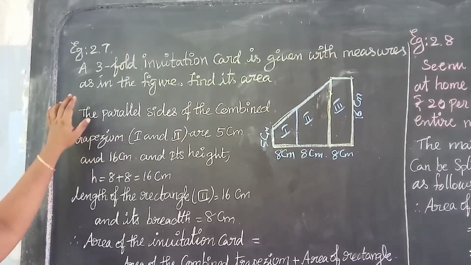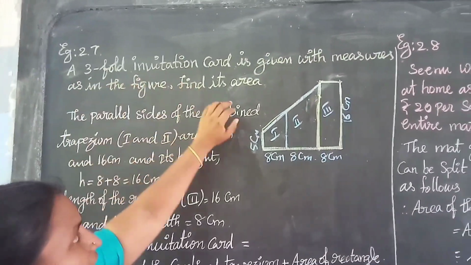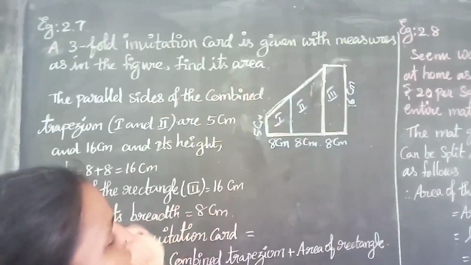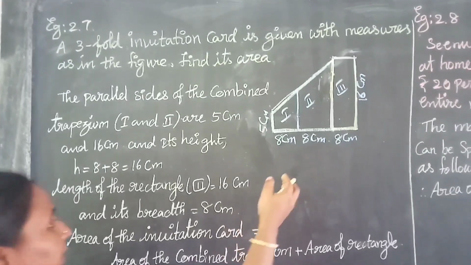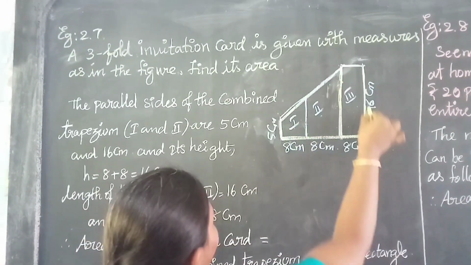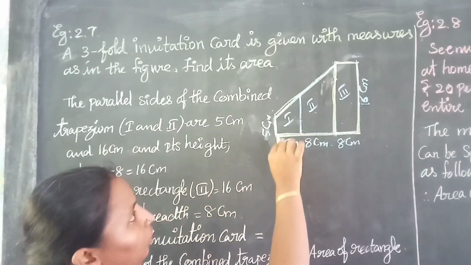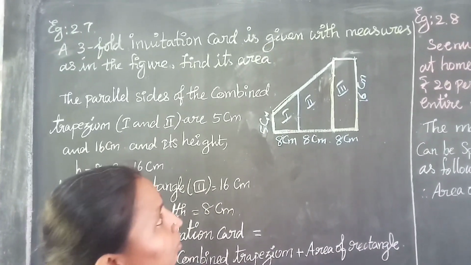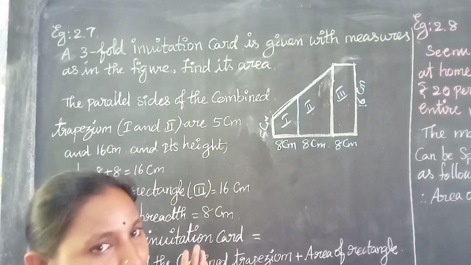Example 2.7. A three-fold invitation card is given with measures as in the figure. Find its area. So there is one invitation card, you can fold it back 3 times. Okay, so the shape of the invitation is like this. We are going to find the area of this invitation. So first you have to select which shapes are in the invitation.